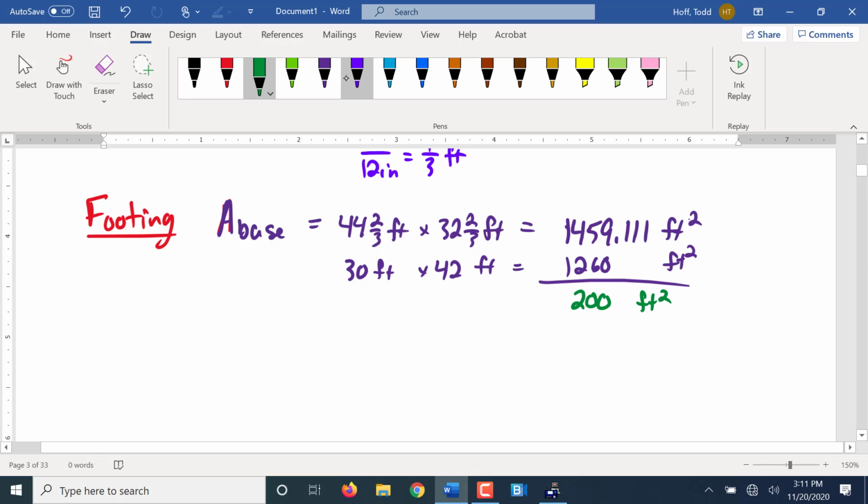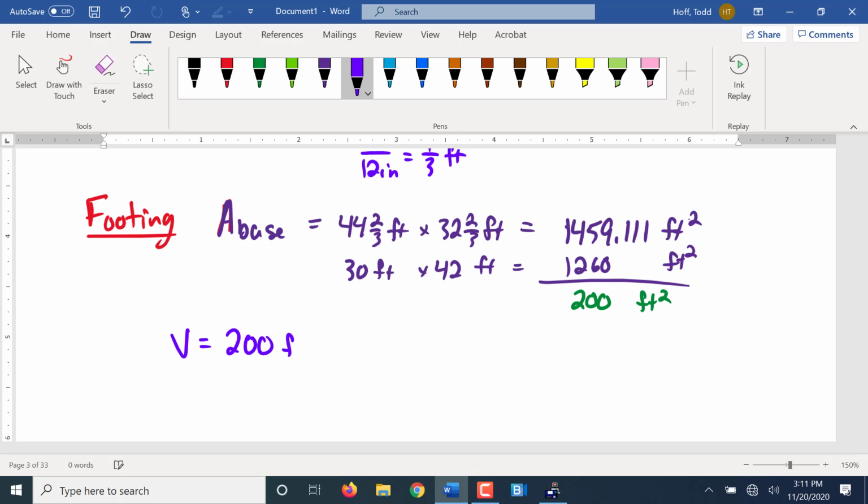The volume then is that area of 200 square feet. Now our thickness is 9 inches because we're 9-foot wall. You have to have 1 inch of thickness on the footing for every foot of height on the wall. 9 inches of thickness is 9/12 of a foot. So what does that give us?